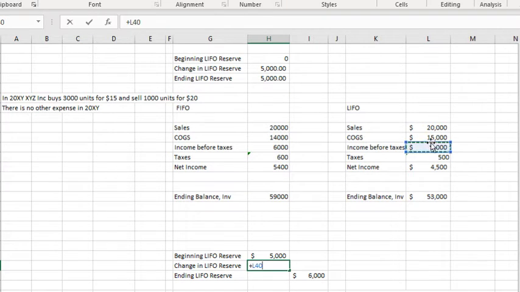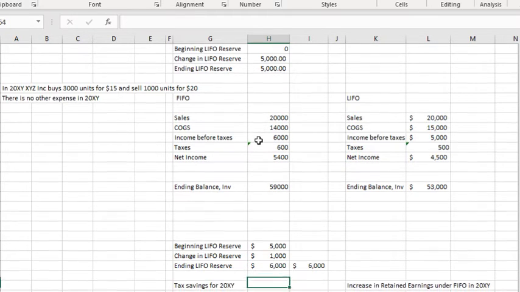So cost of goods sold under LIFO minus cost of goods sold under FIFO is going to give us $1,000. Ending LIFO reserve is the beginning LIFO reserve plus the change in LIFO reserve. As we see, it turns out to be $6,000.